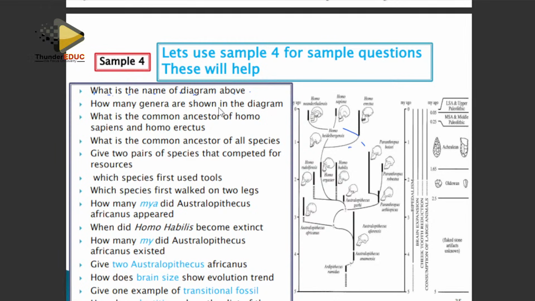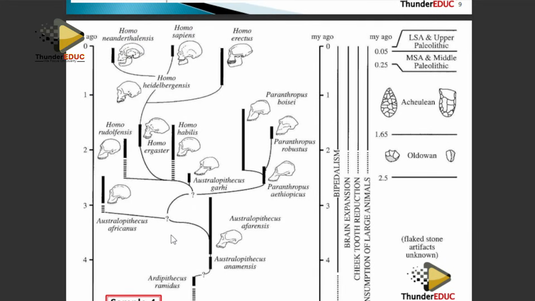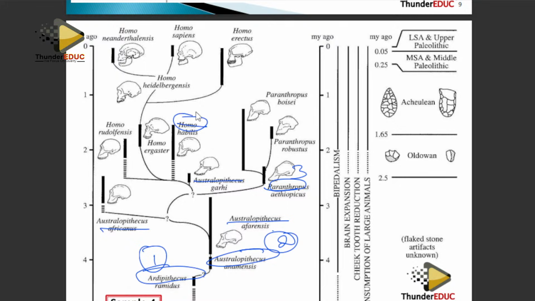How many genera are shown in this diagram? This diagram is the same as this diagram, so we start to count. Adipithecus, that's 1. Australopithecus, that's 2. Remember, the genus is the first name, the second name is a species name. Paranthropus, 3. Homo, 4.